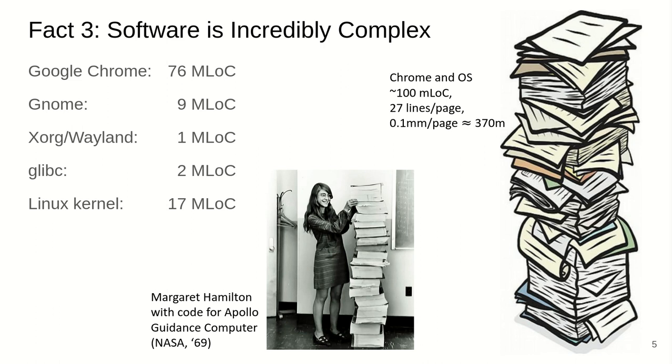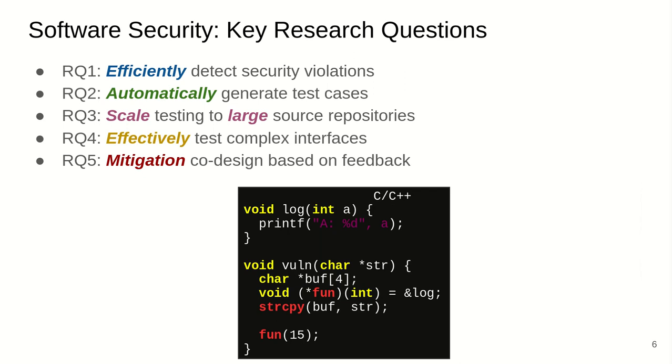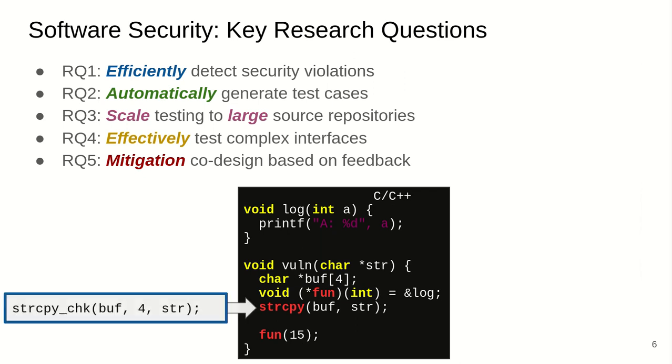Now we need to develop tools and techniques to handle this amount of complexity and to actually scale with the rise of frequent changes and of the complexity that the software brings us. So what are some of the key research questions in software security? Well, the very first research question is that we efficiently need to detect security violations.